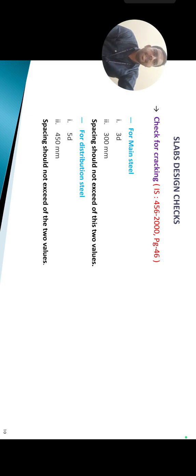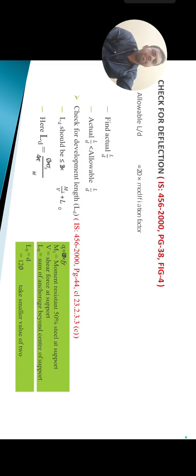Slab design checks. Here we are checking for cracking. That is on page number 46 in IS 456 2000. For main steel, 3d or 300, and for distribution steel, 5d or 450. You have to consider the lesser values.